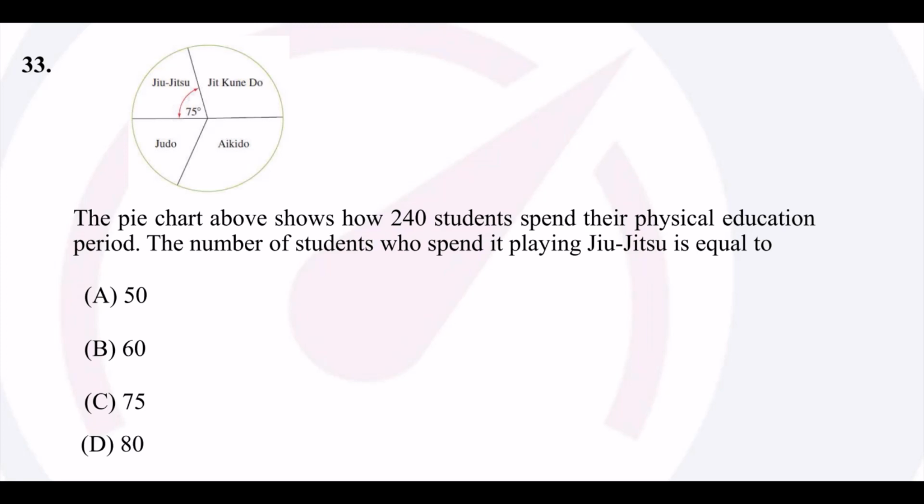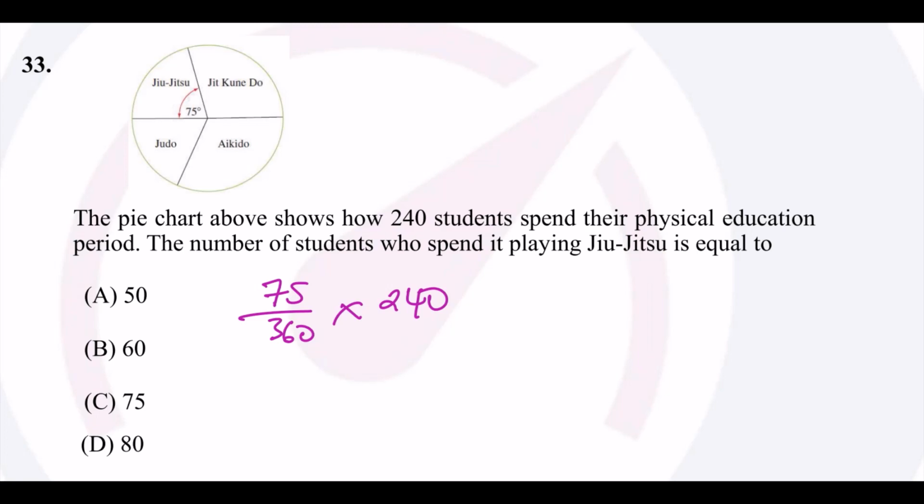So let's look at our chart. We have 75 degrees representing jujitsu. So hence, we know that all the angles in a circle add to give 360. So therefore, that's 75 over 360 times 240. So we can go ahead and simplify from there.